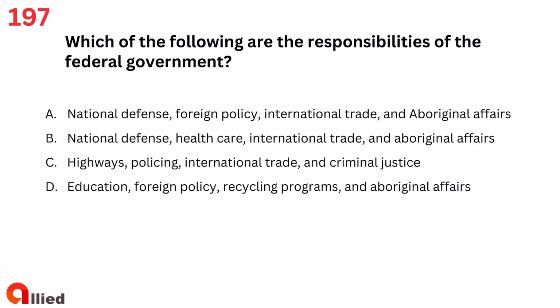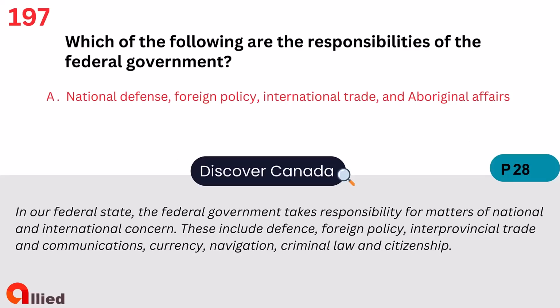Question 197. Which of the following are the responsibilities of the federal government? A. National defense, foreign policy, international trade, and Aboriginal affairs. B. National defense, healthcare, international trade, and Aboriginal affairs. C. Highways, policing, international trade, and criminal justice. D. Education, foreign policy, recycling programs, and Aboriginal affairs. The answer is A. National defense, foreign policy, international trade, and Aboriginal affairs.